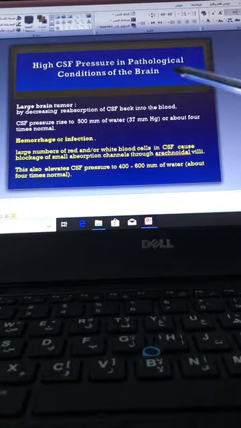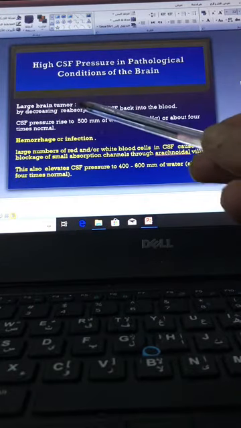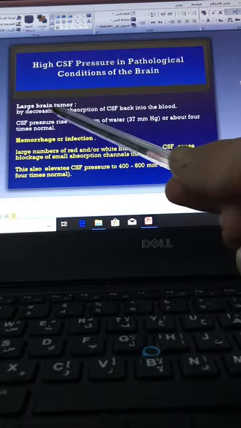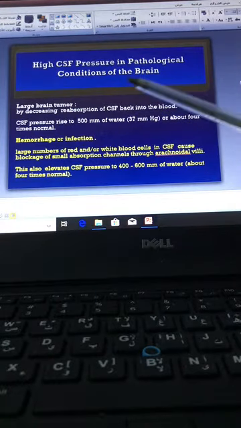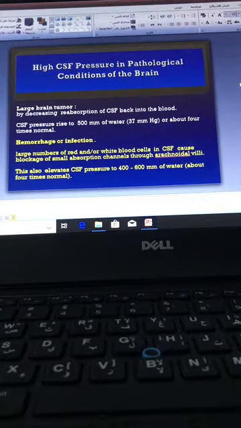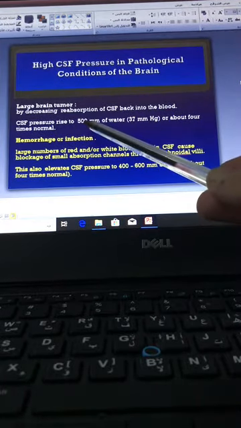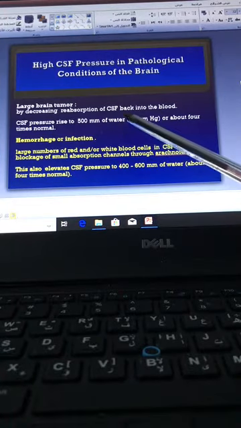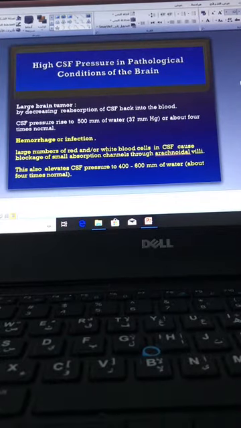High CSF pressure in pathological conditions in the brain. Large brain tumor مثلا إذا عندنا ورم في الدماغ by decreasing reabsorption of CSF back into the blood ينتج عن high CSF pressure أو مرات نسميه high intracranial pressure. CSF pressure rises، يرتفع أحيانا إلى 500 millimeter of water أو يعادل 37 millimeter mercury or about 4 times the normal.